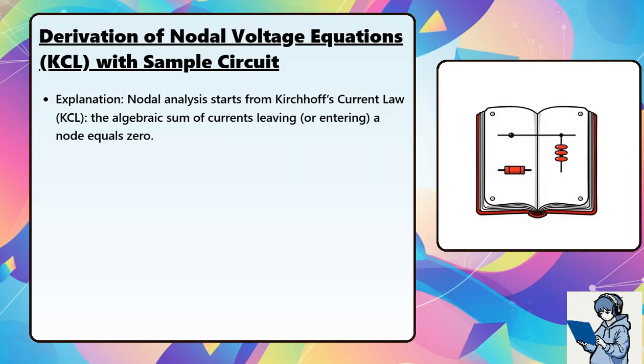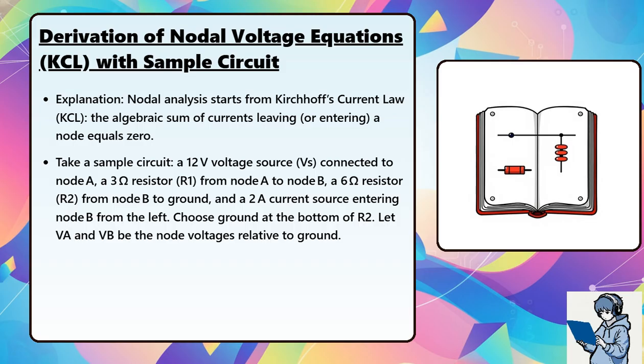Explanation: nodal analysis starts from Kirchhoff's current law, KCL. The algebraic sum of currents leaving or entering a node equals 0. Take a sample circuit. A 12-volt voltage source Vs connected to node A, a 3-ohm resistor R1 from node A to node B, a 6-ohm resistor R2 from node B to ground, and a 2-ampere current source entering node B from the left. Choose ground at the bottom of R2.